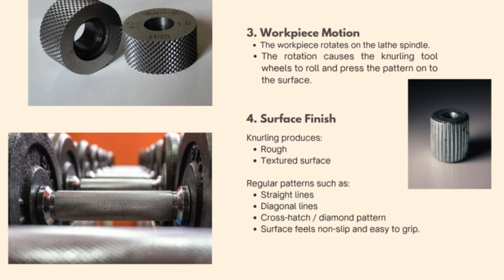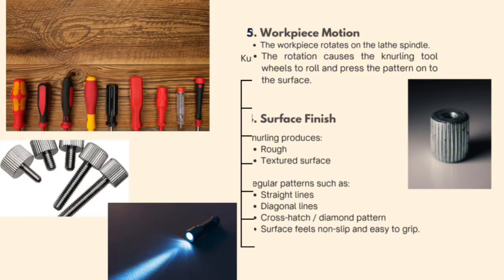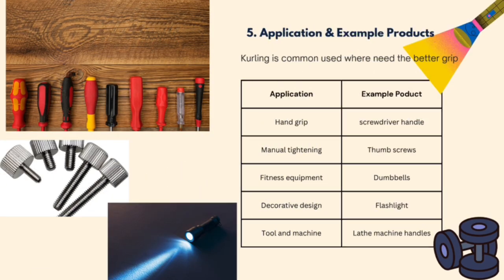Now, moving on to the surface finish. Knurling produces a rough and textured surface. It forms regular patterns such as straight lines, diagonal lines, and cross-hatch or diamond patterns. Overall, the surface feels non-slip and easy to grip. Knurling is commonly used when a stronger, non-slip grip is needed. It creates a textured surface that makes the product easier and safer to hold.